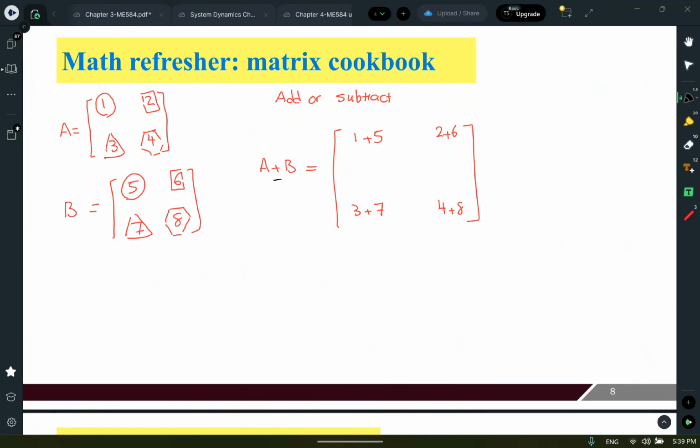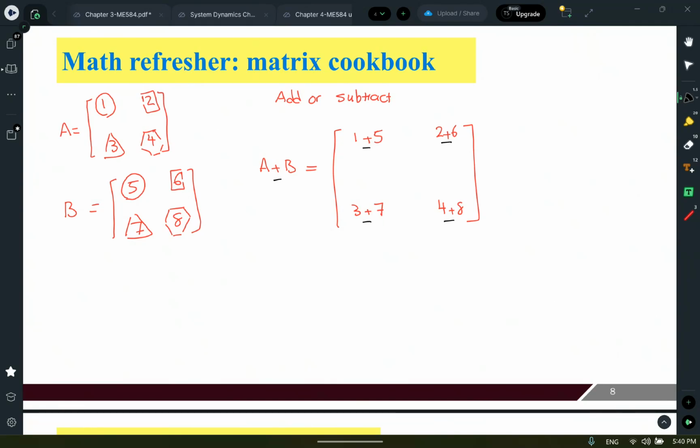Subtraction is also super easy. If you want to subtract matrix A from B or B from A, you're going to subtract the respective elements from each other. So A minus B would be 1 minus 5 for this element, which is going to be negative 4, 2 minus 6, which is going to be negative 4, 3 minus 7, it's going to be negative 4, and 4 minus 8, it's going to be negative 4. Good? As easy as this. So subtraction and summation or addition is not a problem.